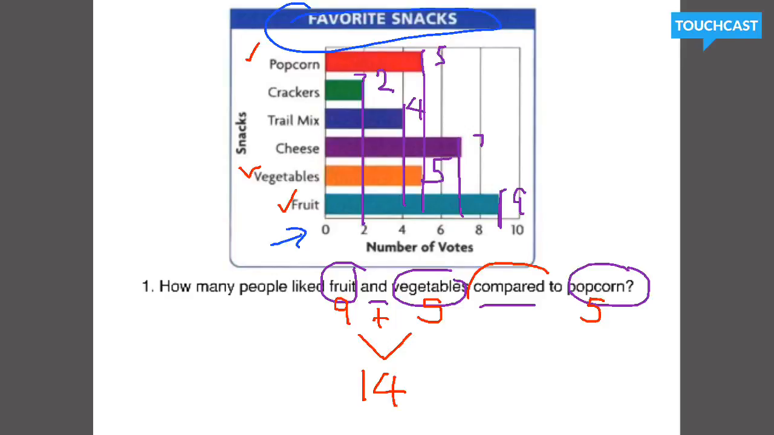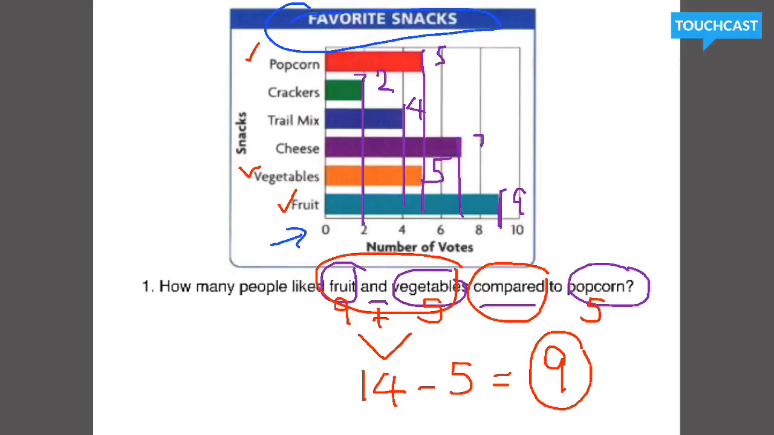Now I am comparing it to popcorn. I'm comparing these two to popcorn. So if comparison is subtraction, minus 5. What is 14 minus 5? 9. So my final answer and your final answer should be 9. Check your work.